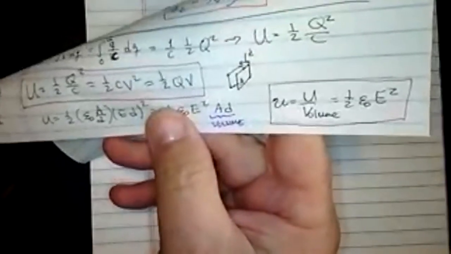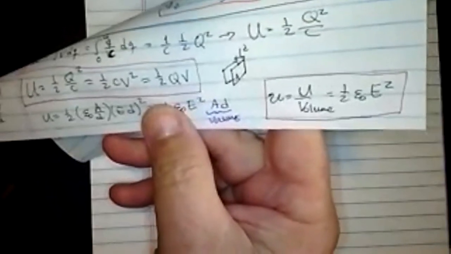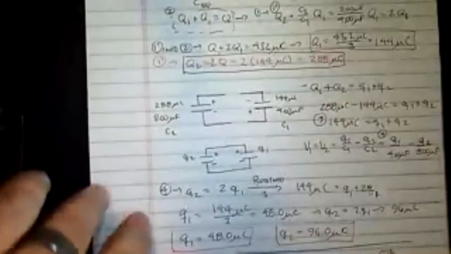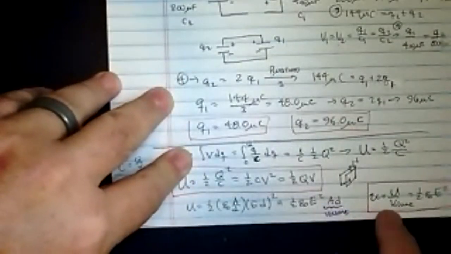Your book does that, I think, on page 638 or something like that. Let me see. Yeah, 638 is where it does that. So by dividing through by that AD here, I got the energy per unit volume. So that's the energy stored in space due to an electric field being in that space. All right, any questions on that?